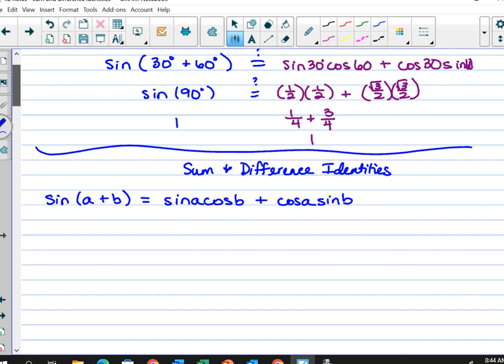Okay. So let's do sine of A minus B because it is sum and difference formulas. It's sine of A cosine of B minus cosine of A sine of B. So that's not too bad. All right, then we have cosine, sum and difference. So we've got to do sine, cosine, and tangent.